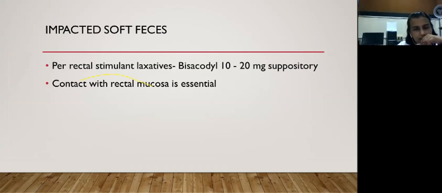If there are impacted soft stools when you do a PR examination, then you can use per rectal stimulant laxatives like suppositories, so the bisacodyl 10 to 20 mg suppository. In which case, it's important for the suppository to have contact with the rectal mucosa, because it stimulates the rectal mucosa and causes the evacuation of the bowel. Next slide.